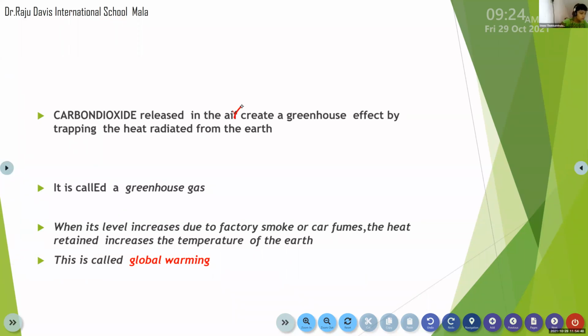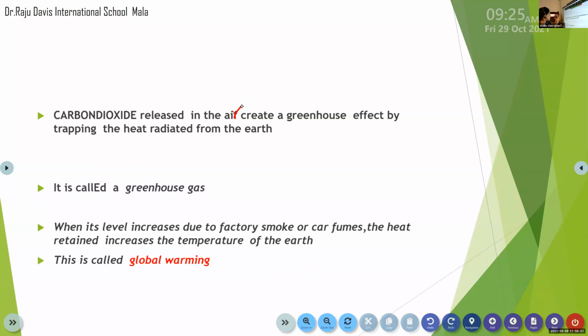Carbon dioxide is released in the air, while the plants make use of carbon dioxide and produce oxygen, and we people release carbon dioxide and take in oxygen. So the balance of the ratio of these gases remains constant. And there is one peculiar thing about carbon dioxide: it has the capacity to absorb heat. What do you mean by retain the heat?